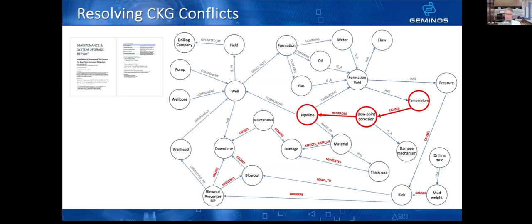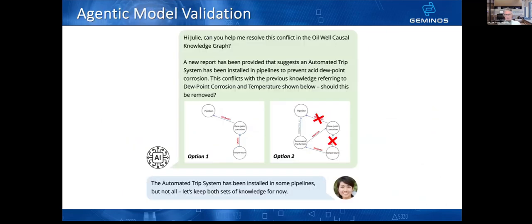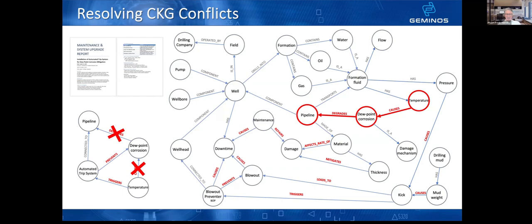Now we're pulling in a maintenance and system upgrade report. This is, again, really specific to your situation. It's not a specific customer's document, don't get me wrong, but it's an example of a customer's document. Here we can see they've installed an automated trip system, which prevents dew point corrosion. Once the temperature gets below a certain level, it triggers the trip, the pipeline shuts down, so we don't get that dew point corrosion. This is obviously just an example of the kind of thing that might be happening.